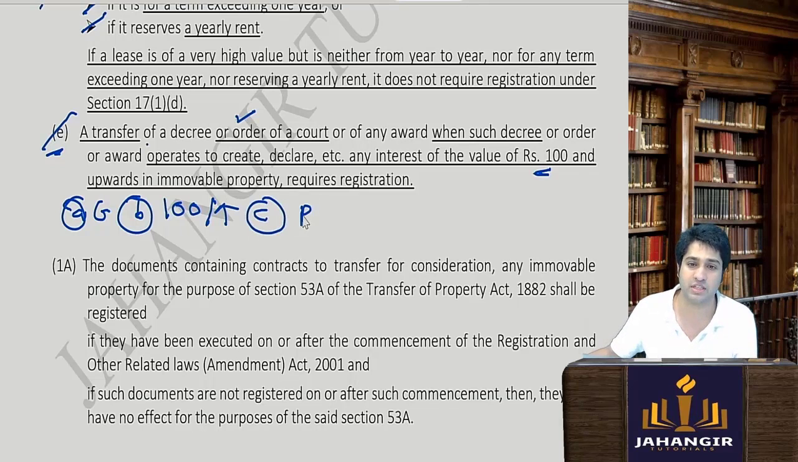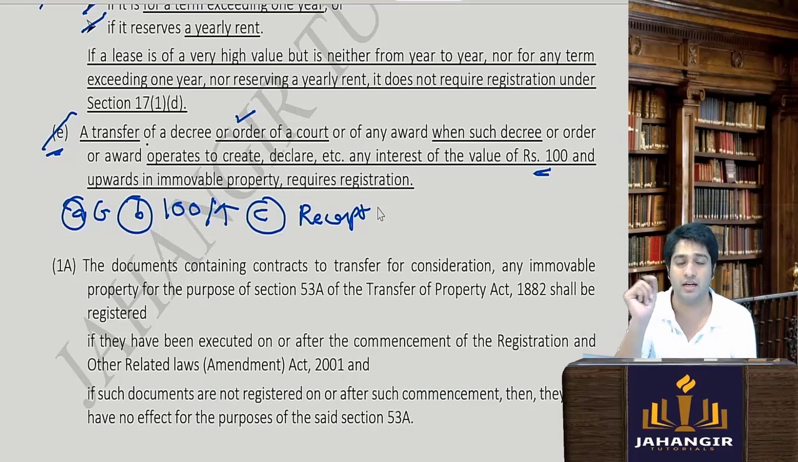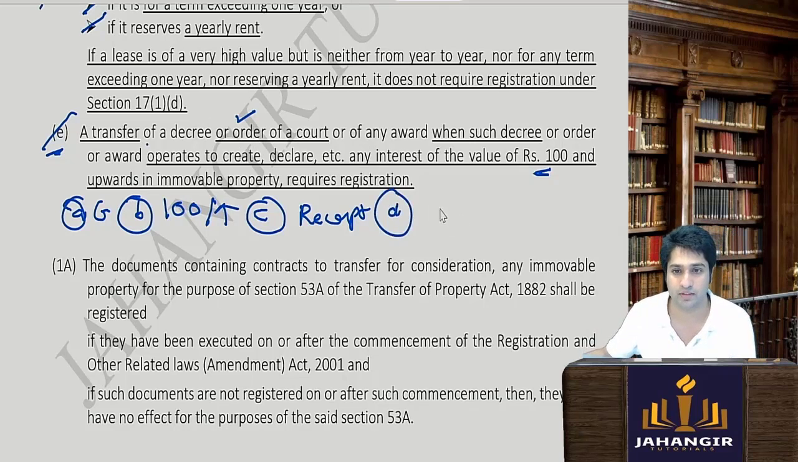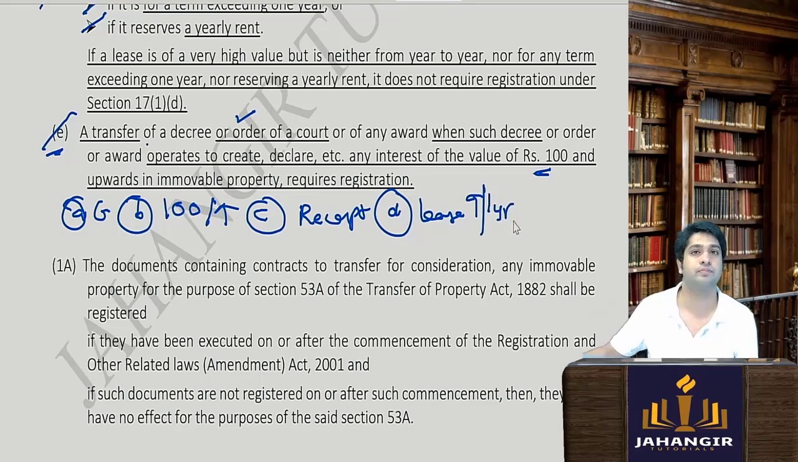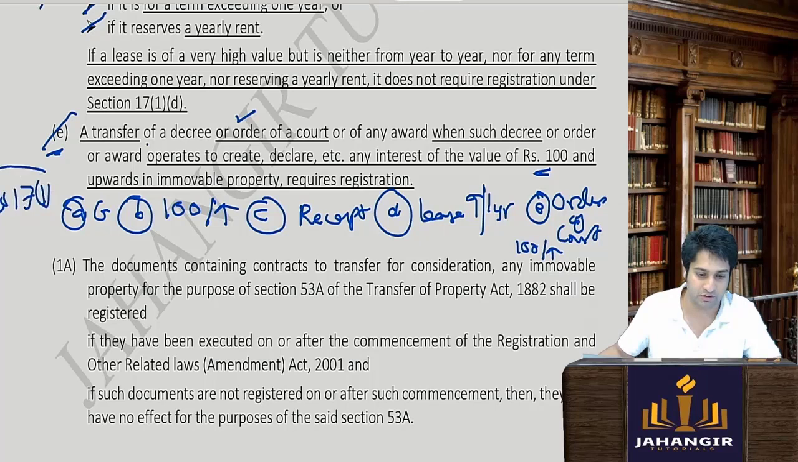What was in point C? Even the receipt, where I acknowledge the receipt, where I must have made a cheque payment, or a bank transfer, or an online transfer, that will also be a receipt, and that receipt also has to be attached if it relates to a property which is of 100 rupees or upwards. What was D? Lease of more than 1 year or more. Lastly, E, an order of court which tries to transfer a property of 100 rupees or upwards. Okay, this is your Section 17 sub-section 1.